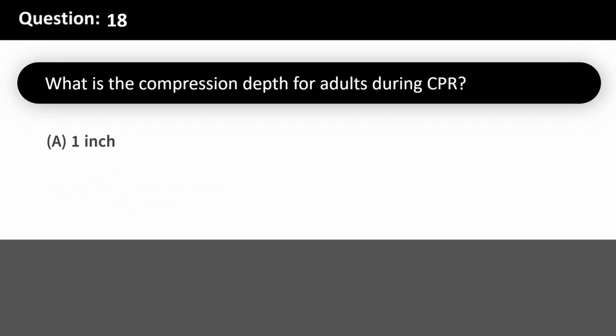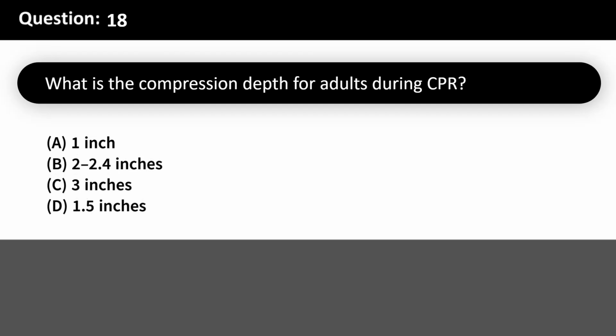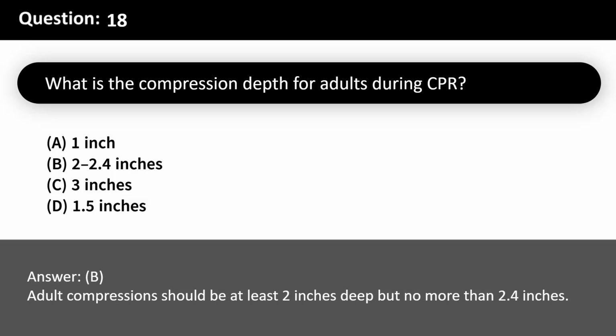What is the compression depth for adults during CPR? A. 1 inch. B. 2 to 2.4 inches. C. 3 inches. D. 1.5 inches. Answer: B. Adult compressions should be at least 2 inches deep but no more than 2.4 inches.